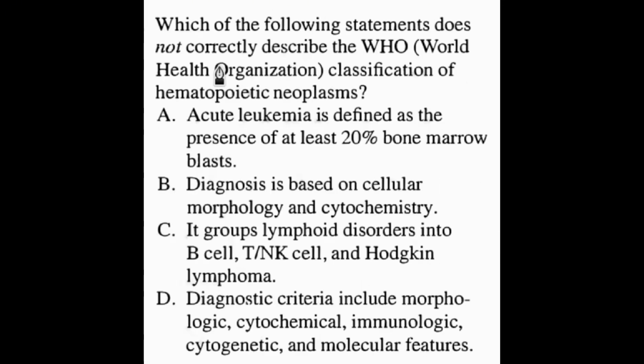Which of the following statements does not correctly describe the WHO, World Health Organization, classification of hematopoietic neoplasms? So you need to choose B. Diagnosis is based on cellular morphology and cytochemistry. Because in this question, we want what does not correctly describe. Actually, diagnostic criteria include morphologic, cytochemical, immunologic, cytogenetic, and molecular features, not only cellular morphology and cytochemistry.